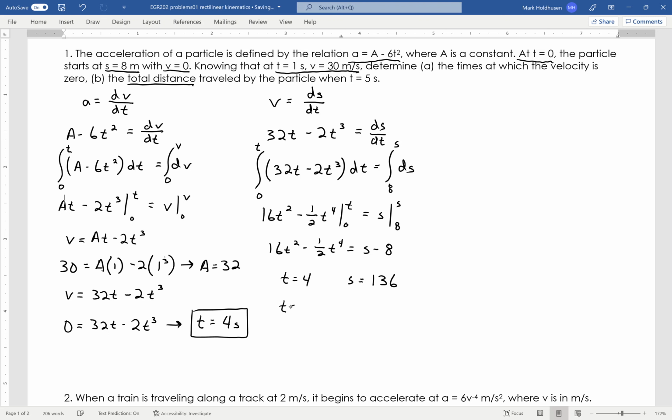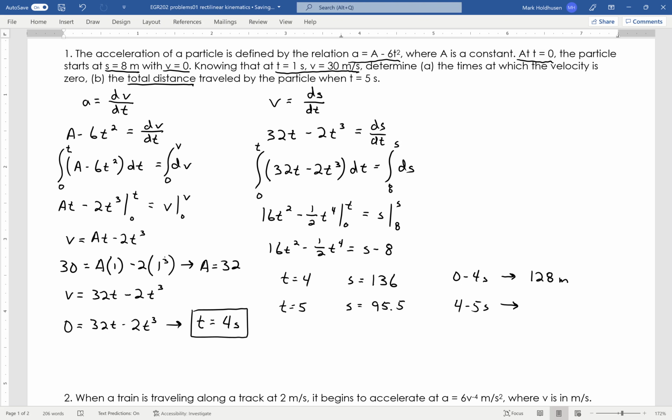Then when t equals 5, and at t equals 0, it starts at 8, remember, right? So t equals 0, s equals 8, t equals 4, s equals 136, and then t equals 5, s is 95.5. Okay, so from 0 to 4 seconds, this guy travels 128 meters, starting at 8, going up to 136.